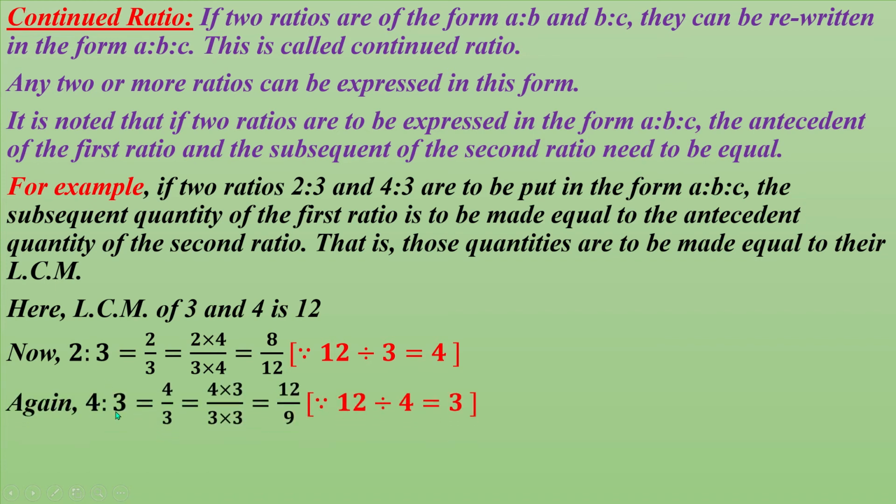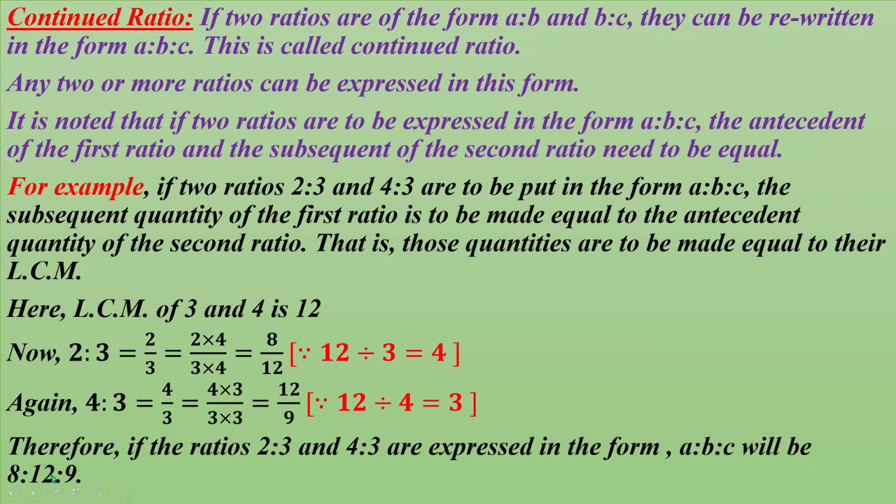Again 4 is to 3. Here the antecedent of this ratio is 4, so we have to divide 12 by 4. As a result, here will be 3. So we have to multiply both numerator and denominator by 3. So the result will be 12 by 9. That means this is the antecedent of the second ratio, this is the subsequent of the first ratio, and these are equal. So the ratio will be 8 is to 12 is to 9. Clear? This is a continued ratio.